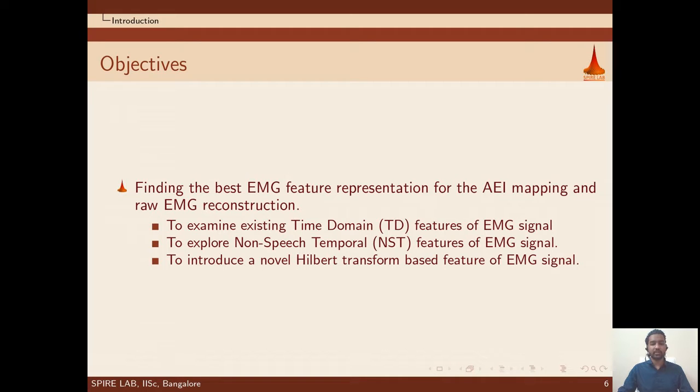The EMG feature representations in this work are divided into three categories. So firstly, we examine the existing time domain features of the EMG signal. Secondly, we explore non-speech temporal features of the EMG signal. And lastly, we introduce a novel Hilbert transform based feature for the EMG signals.